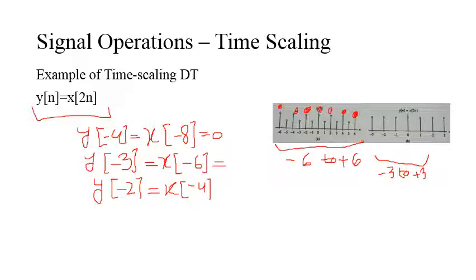I hope this gives you an understanding of what happens when we scale the discrete time signal by a factor of 2, right? So this is the resulting signal. And it is quite obvious that because the original signal is from -6 to +6, scaling it by a factor of 2 will result in dividing this by 2. That means the resulting signal will be from -3 to +3.